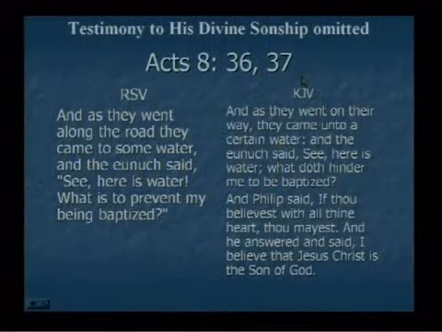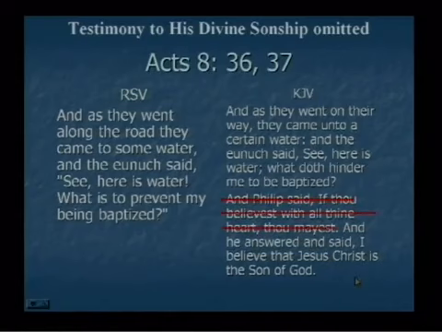Acts 8:36 and 37. Well, this is a sad one. The whole atonement gone. If thou believest with all thine heart, thou mayest. And he answered and said, I believe that Jesus Christ is the Son of God. The whole verse, verse 37. Take it out. Not Jesus saves you. You save yourself. That's how you get saved. You save yourself.